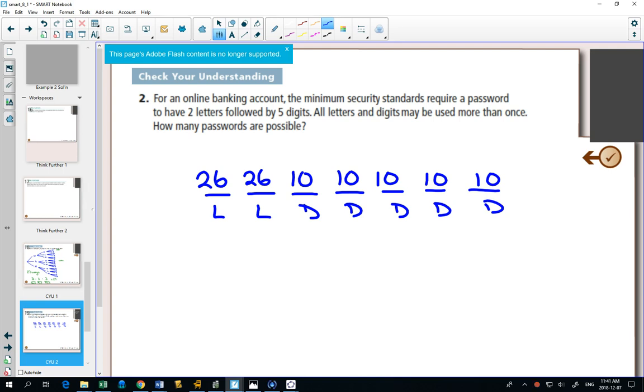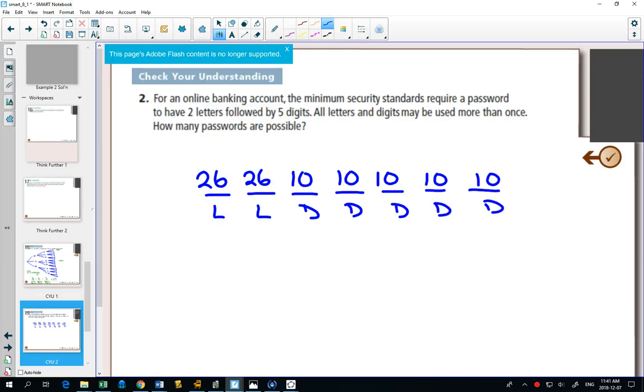A digit is a number. We call the other things letters. Letters and digits. Right? You also call your fingers digits, but that's different.